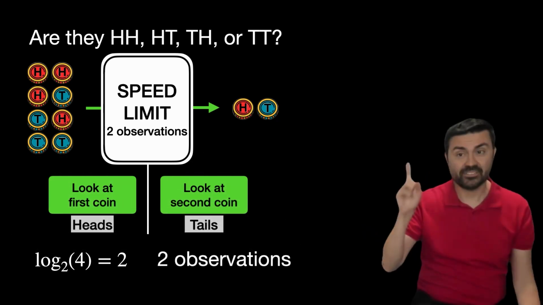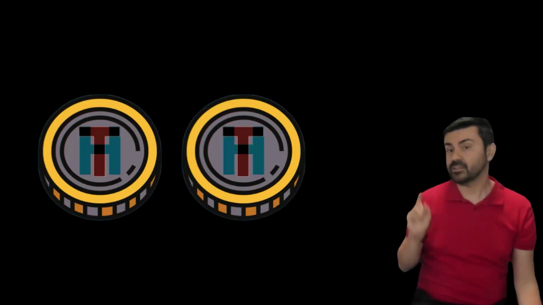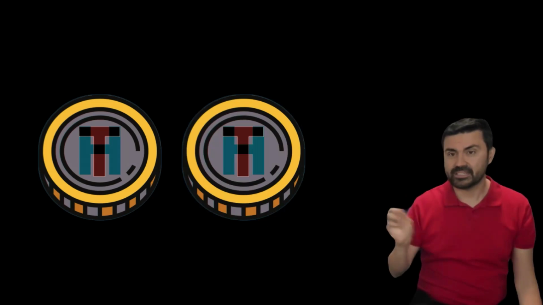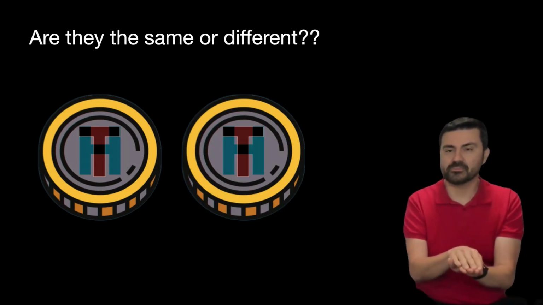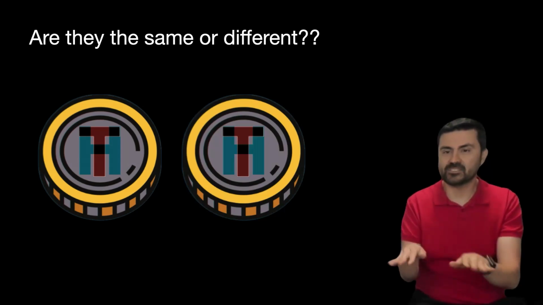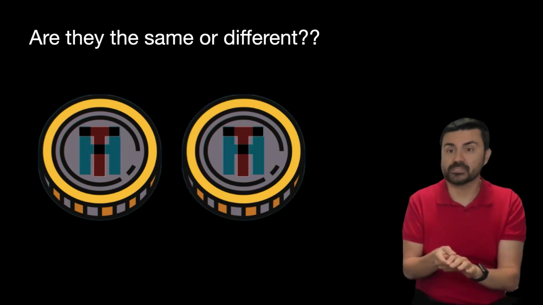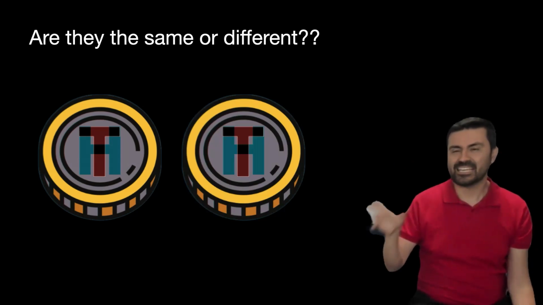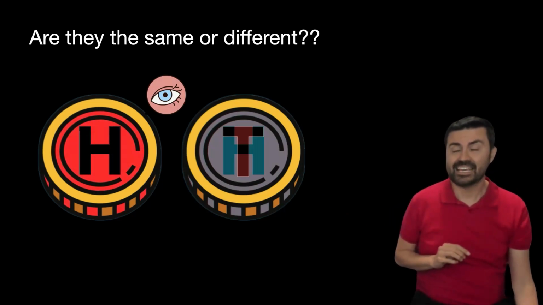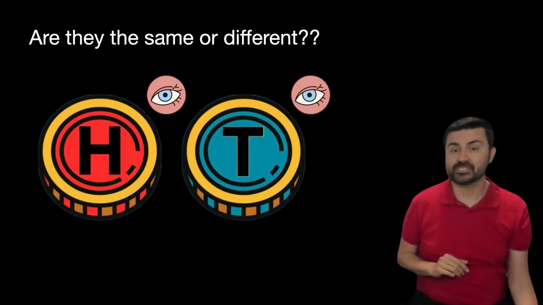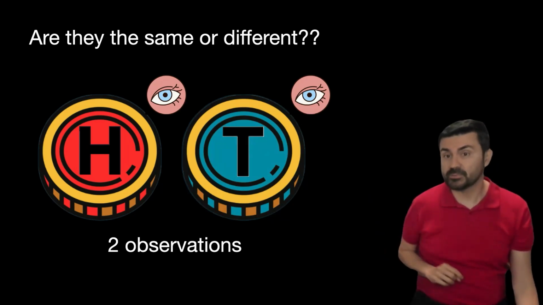Sometimes problems get harder. Here is a problem where the speed limit is harder to reach. Let's say I still have 2 coins, and I don't know what they are, but I don't want to find out what they are. The question I have is, do they show the same outcome? So did they both fall on the same face, whether it's heads heads or tails tails, or did they fall on different outcomes? So how would you find out if they're the same or different? Well, one way is to look at the first coin and get, for example, heads, and then to look at the second coin and get, for example, tails, and then compare them in our head and conclude that they're different. So that took 2 observations.